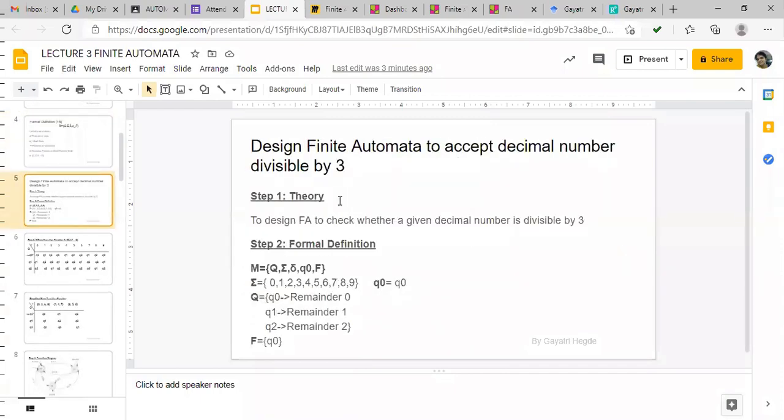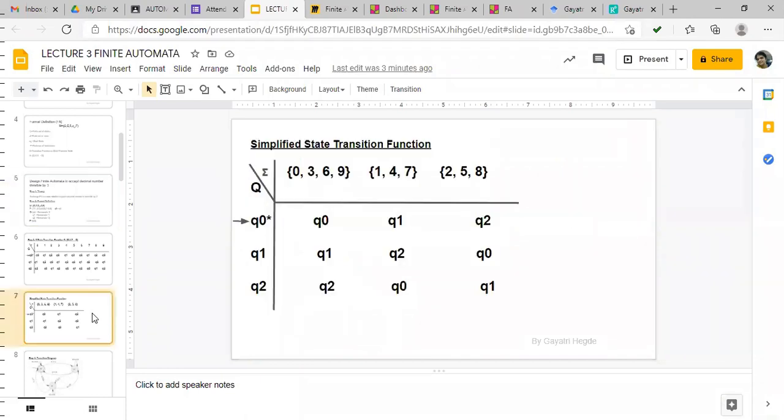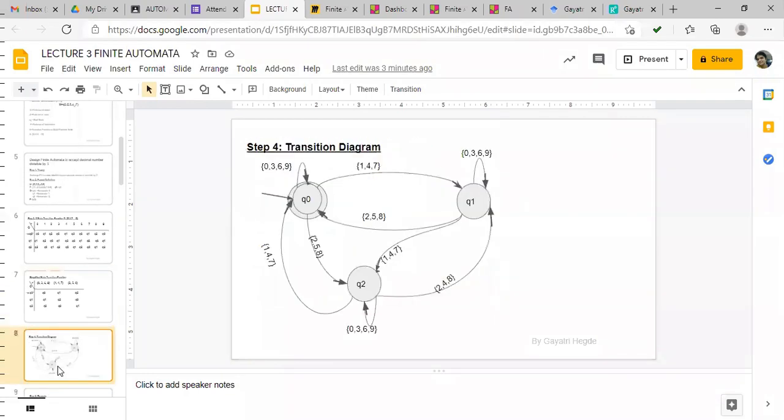Okay. See this. Step one, you have to write what you are designing. Step two is formal definition. You have to give the formal definition of the machine, and then explain the formal definition, that is, what are the tuples. You have to define the tuples according to the given example. Step three is your state table. Then step four is transition diagram.